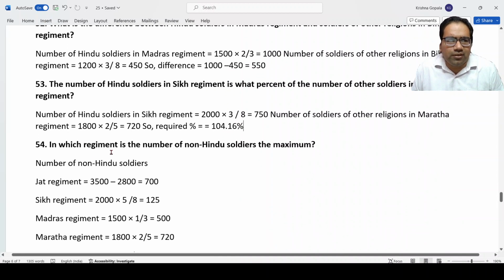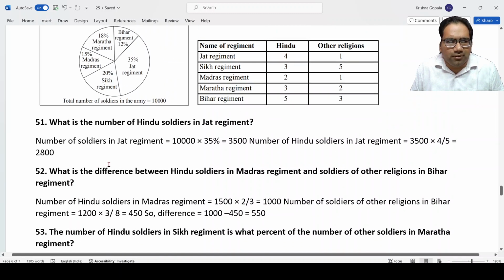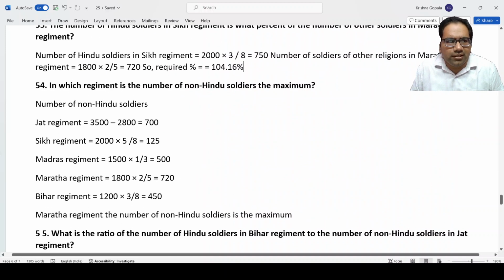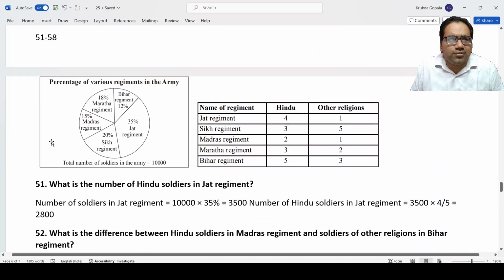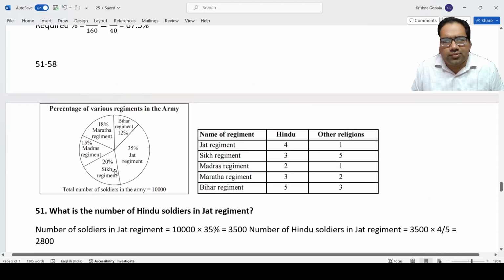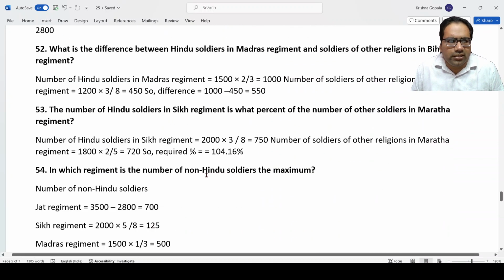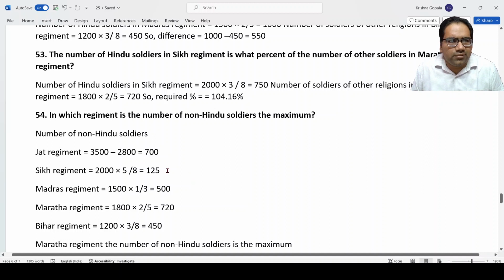Okay, then 54. In which regiment is the number of non-Hindu soldiers the maximum? That means in all regiments we have to calculate non-Hindu soldiers. Jat regiment, you had calculated in the beginning only, like 3,500 minus 2,800. Hindu ones we have calculated, so the remaining are non-Hindu. 3,500 minus 2,800 is 700. Sikh is 2,000 into 5 by 8, right?